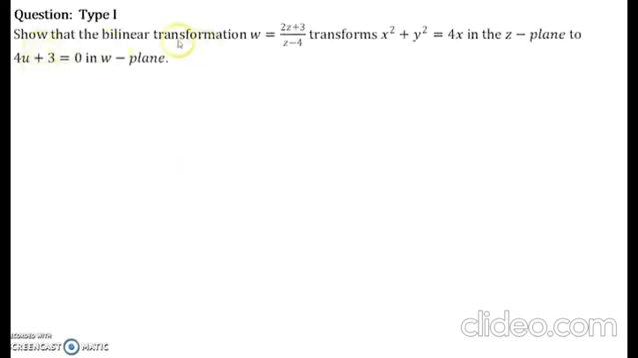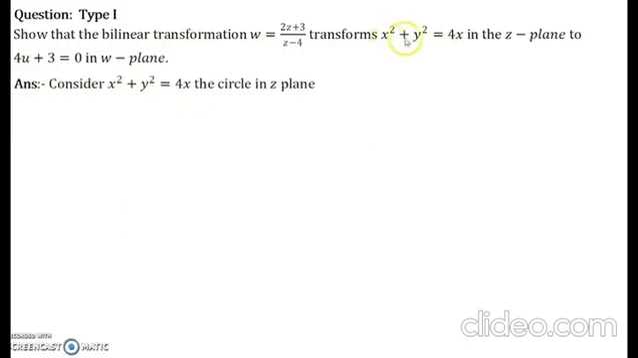Now we are going to see the type 1 category of problems under bilinear transformation. Show that the bilinear transformation w is equal to 2z plus 3 by z minus 4 transforms x square plus y square is equal to 4x in the z plane to 4u plus 3 is equal to 0 in the w plane. They are given the transformation w is equal to 2z plus 3 by z minus 4, and they are asking to show that the circle in the z plane is transformed into the line in the w plane. So this I want to show.